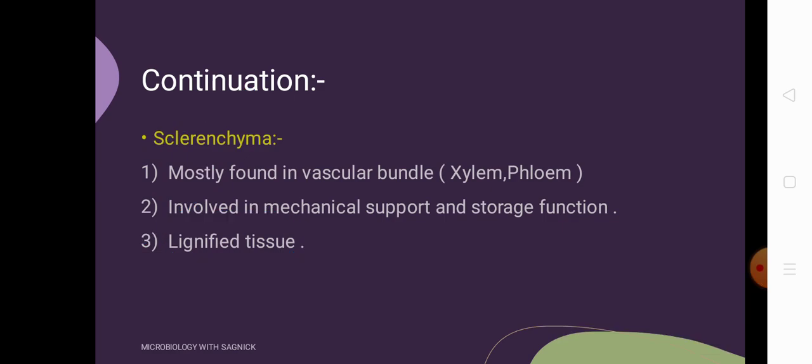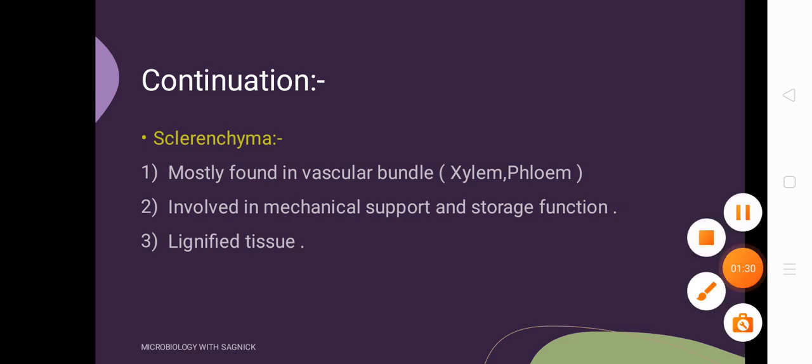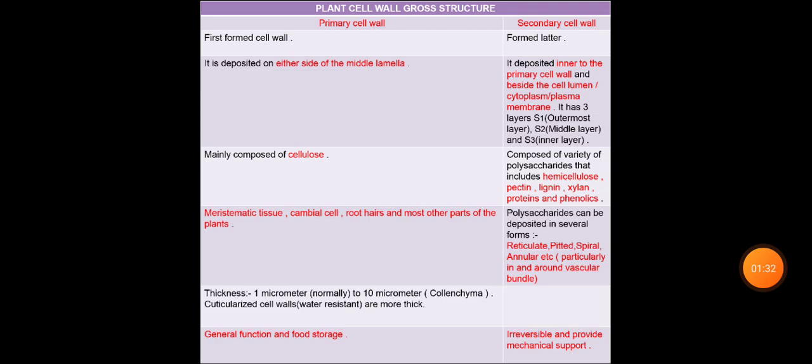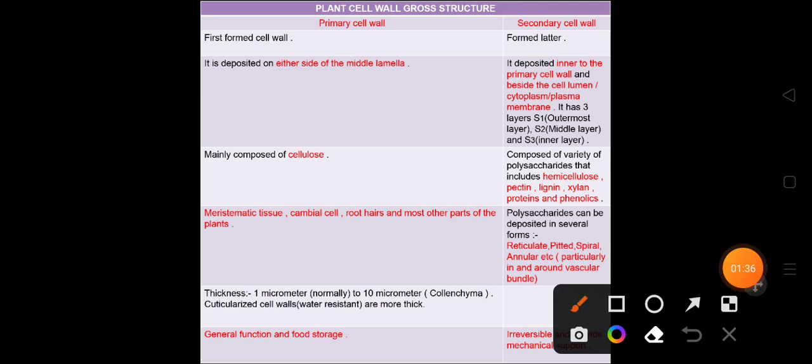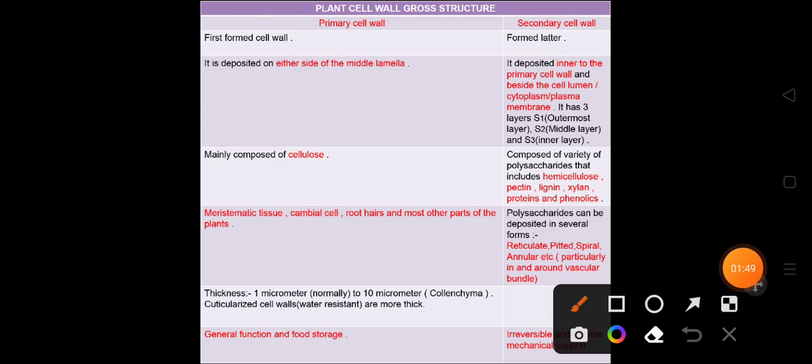So now we are going to talk about the gross structure of the plant cell wall. So let's get started with today's topic. Here I have made this plant cell wall gross structure like a difference between, although it is not exactly a difference between. Here I have tried to explain the primary cell wall and secondary cell wall of the plant cell wall in such a way that it will be easy for you to remember.